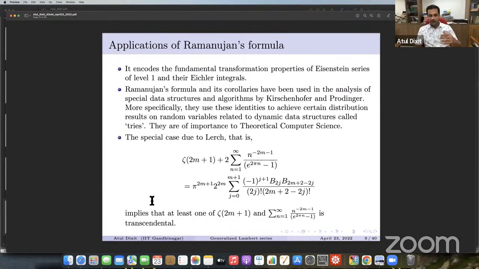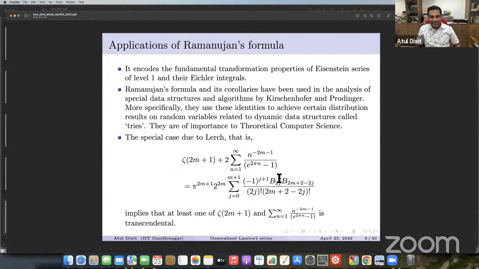Again, as I said, Lerch's formula, which is given here, is a special case of Ramanujan's one. What is one thing which is straightforward from this formula? Except for this pi to the 2m plus 1, all of this is a rational number. So the right-hand side is a rational multiple of pi to the 2m plus 1. Pi is transcendental. So the right-hand side is transcendental. So at least one of zeta 2m plus 1 or this Lambert series has to be transcendental, is what we can get from here. This fact is explicitly given in the paper of Gun, Murty, and Rath.